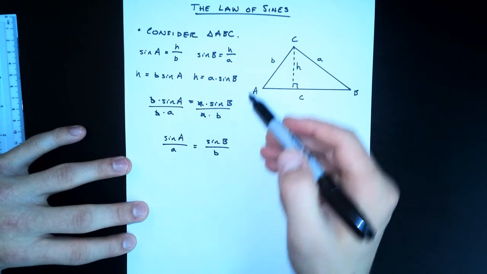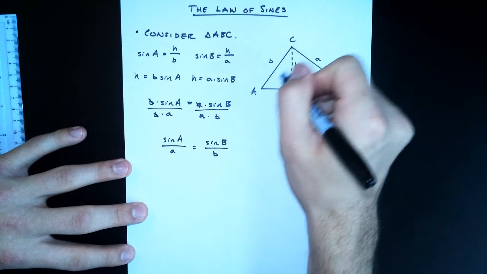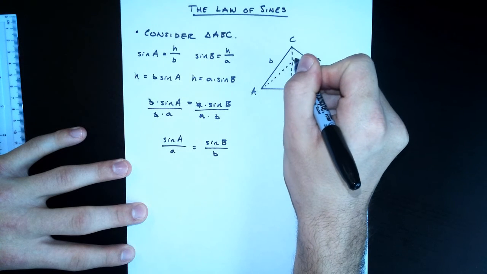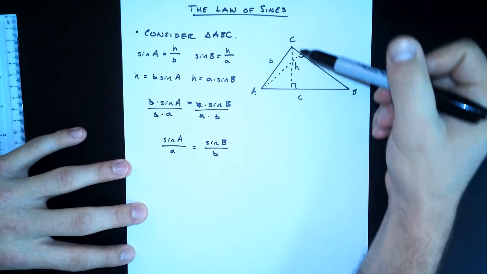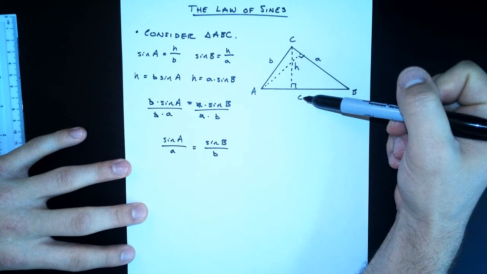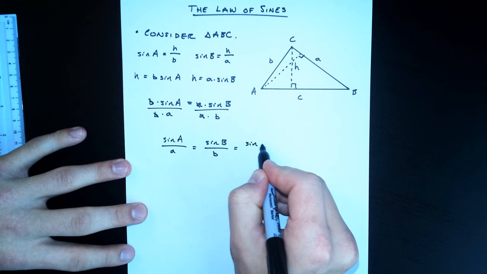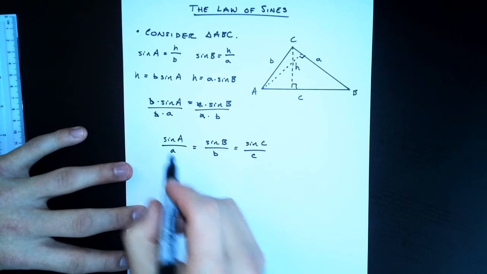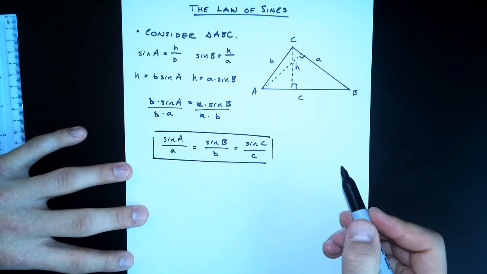Now, I could do the same exact argument for another altitude in the triangle. So if I draw in an altitude from, say, angle A, and do the same process, now I can get angle C and side length c involved as well. So I can extend this like so. So this is our entire law of sines.